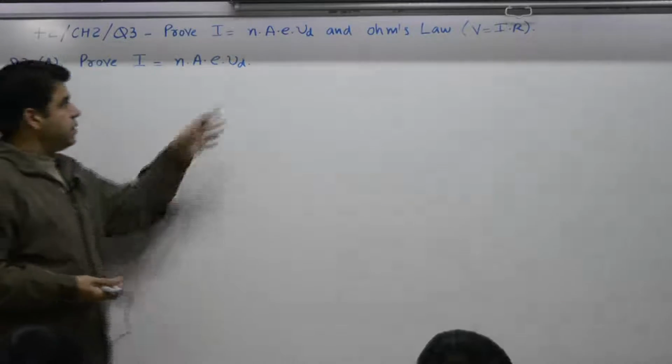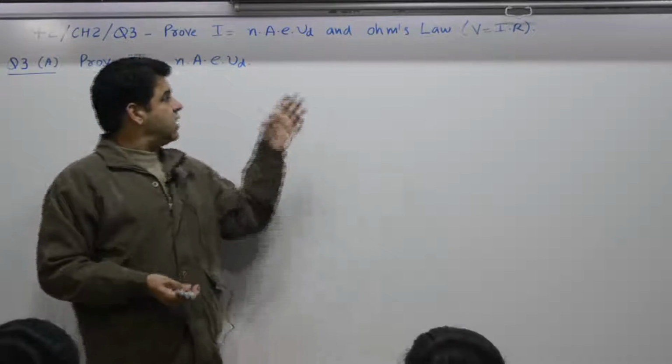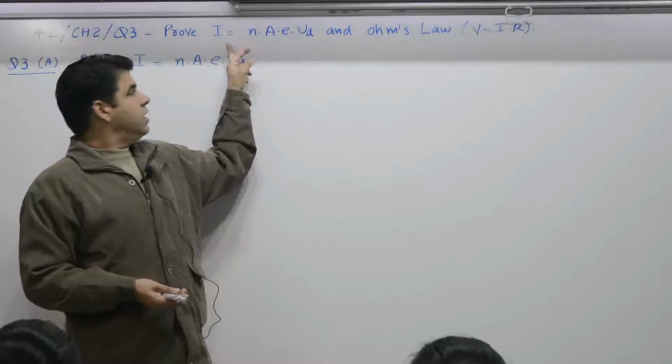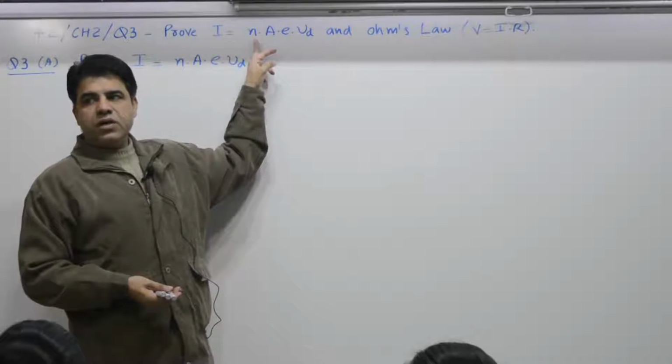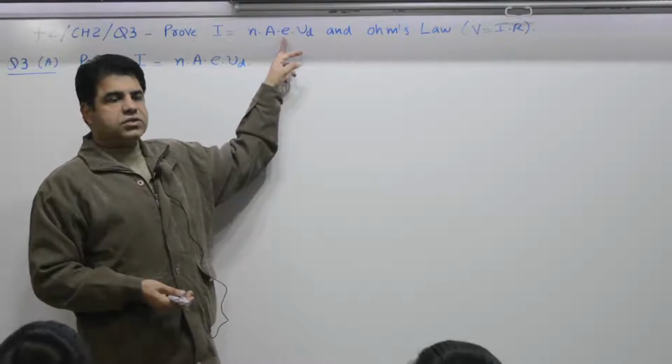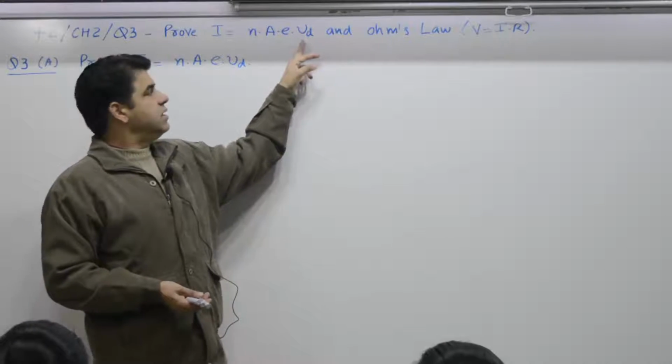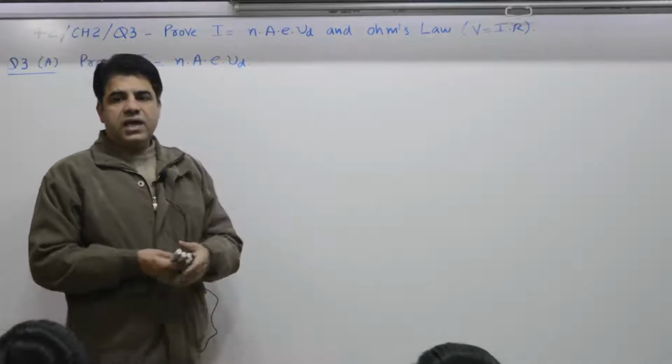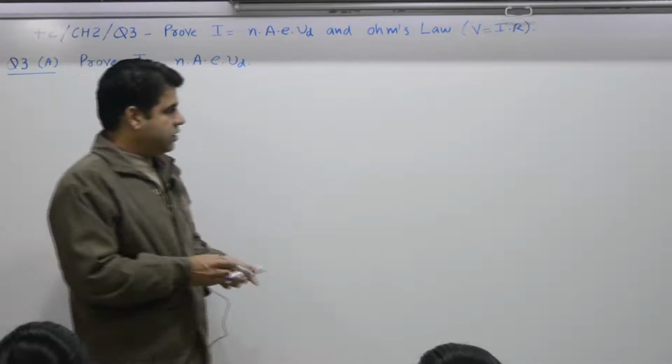Question number 3, part A deals with if there is a current I flowing in a wire, n is the number of electrons per unit volume, A is the cross-sectional area, e is the charge on an electron, and Vd is the drift speed, then the current flowing in the wire is nAeVd.